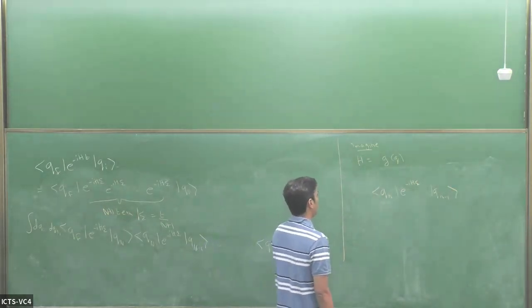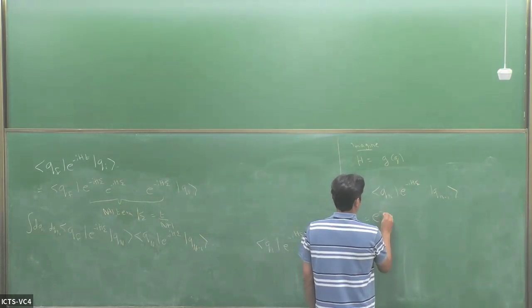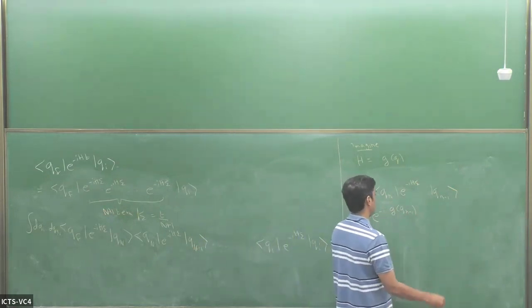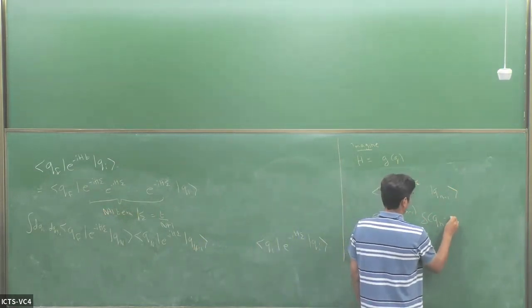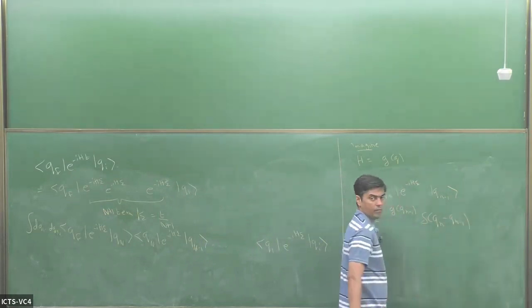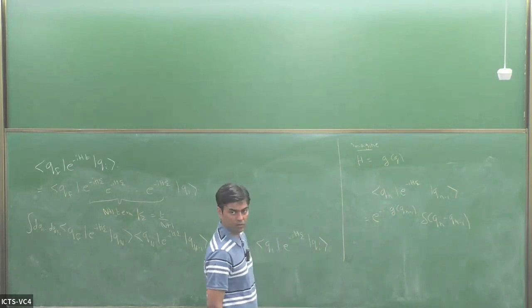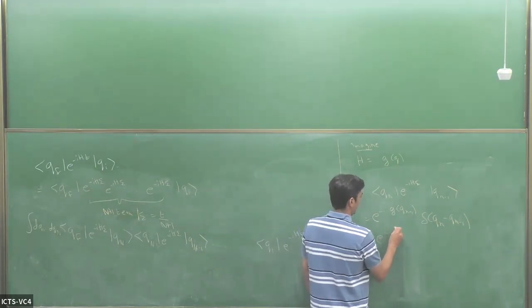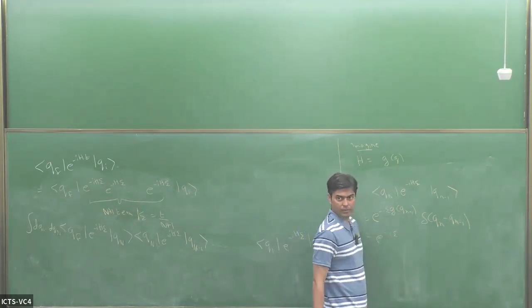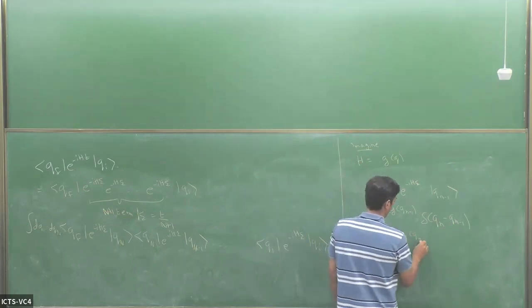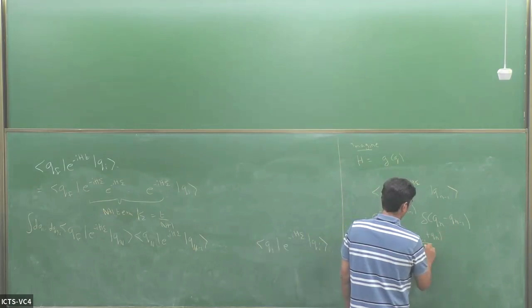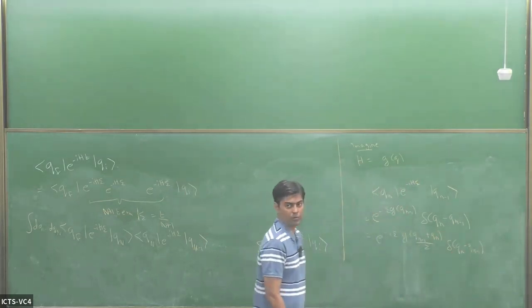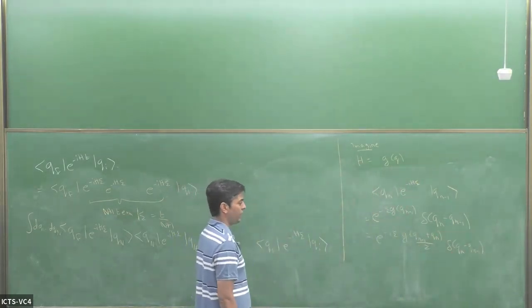So what happens here? Well, this becomes e to the minus i epsilon g of qn minus 1, and then we get a delta function of qn minus 1 minus qn. This is what the nth term becomes. But I can write this as e to the minus i epsilon g of qn minus 1 plus qn by 2, times the delta function, because qn is equal to qn minus 1. So instead of evaluating it at qn, I can evaluate it at the midpoint.